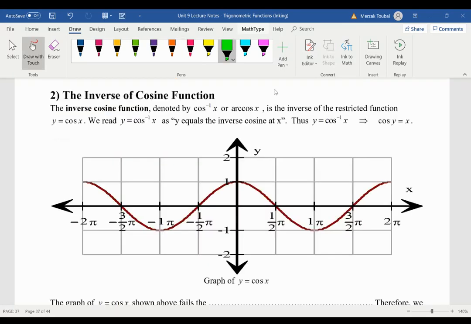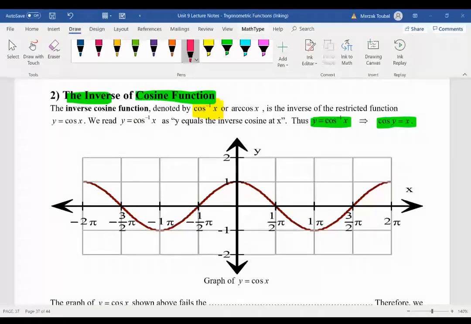So the next function will be the cosine function, or the inverse of cosine function. Again, the notation for inverse cosine function would be cosine to the power of negative 1. And that means the cosine inverse of x. Now, the same principle applies to cosine as sine. y equals cosine inverse of x implies that cosine of y equals x.